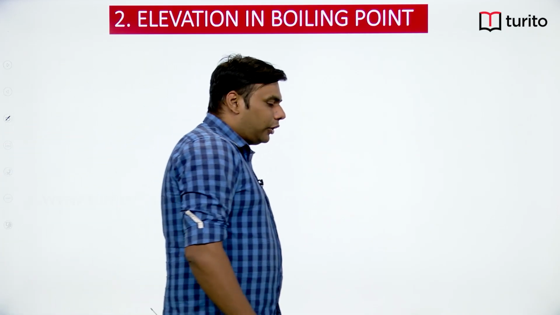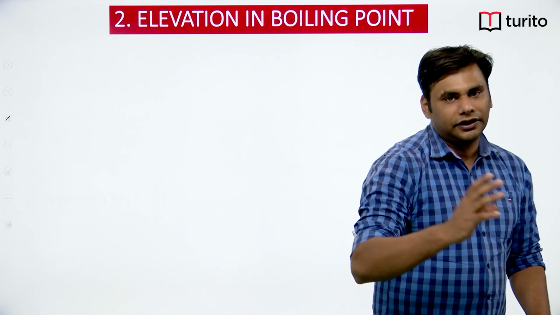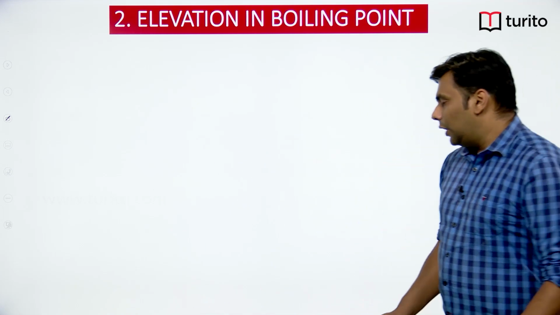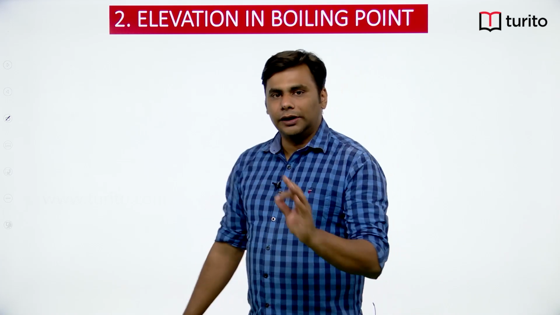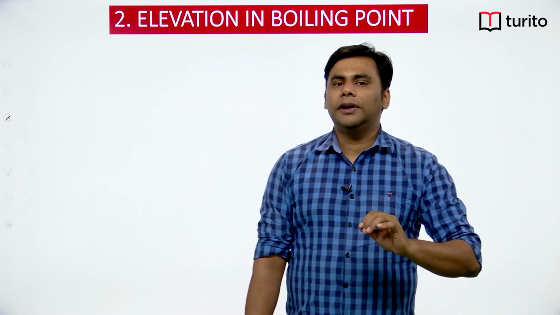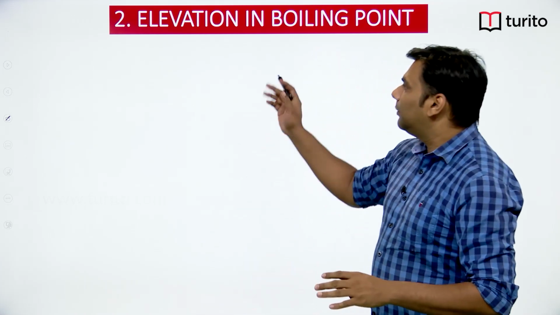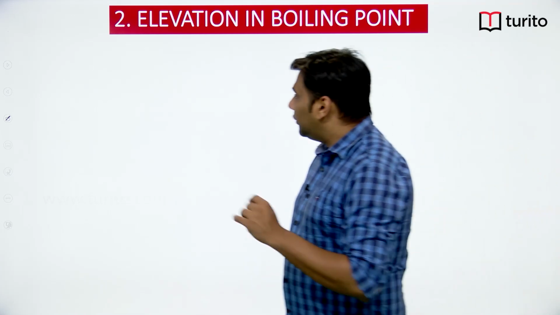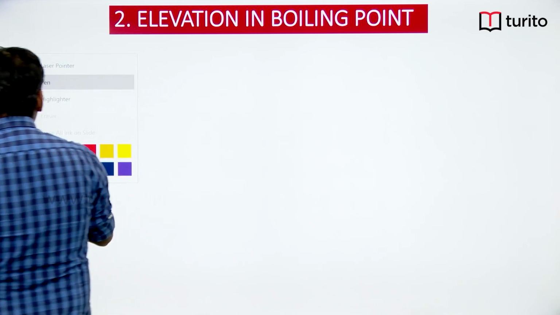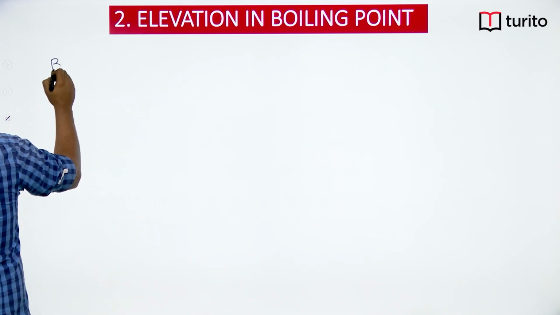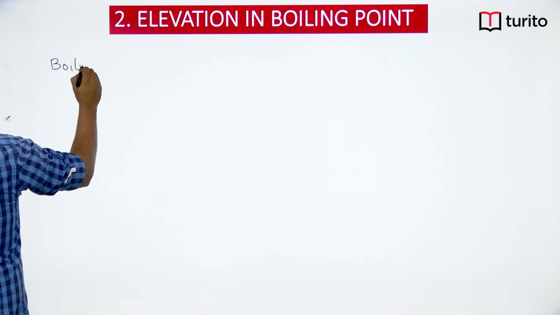Okay. Now the second important colligative property is elevation in boiling point. Okay. Now to understand elevation in boiling point, let me define 2 or 3 important parameters through which we will be able to explain this in a much more effective manner. Okay. Now the first thing that should come to your mind is, what is basically boiling point?